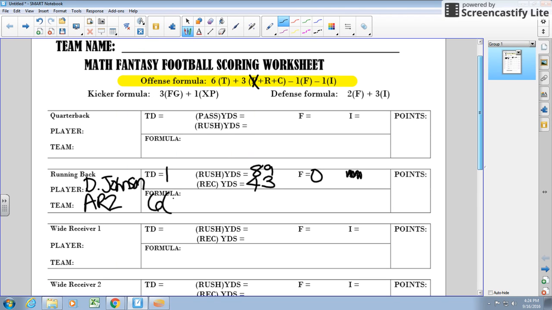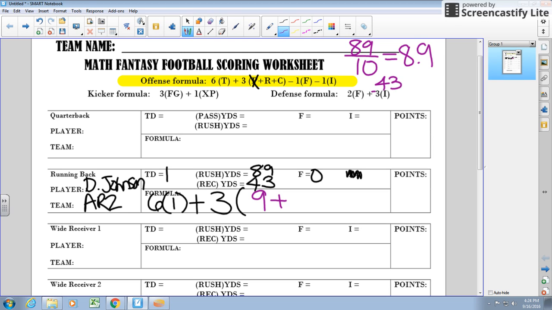He had 1 touchdown, so 6 times 1 plus 3 times our rushing and our receiving yards. The rule states that I need to take those and divide by 10 and round to the nearest whole number. So 89 divided by 10 is 8.9, which is the same thing as 9. His receiving yards is 43. So I'm going to take 43 divided by 10, and I get 4 3/10, which rounded to the nearest whole number is 4.